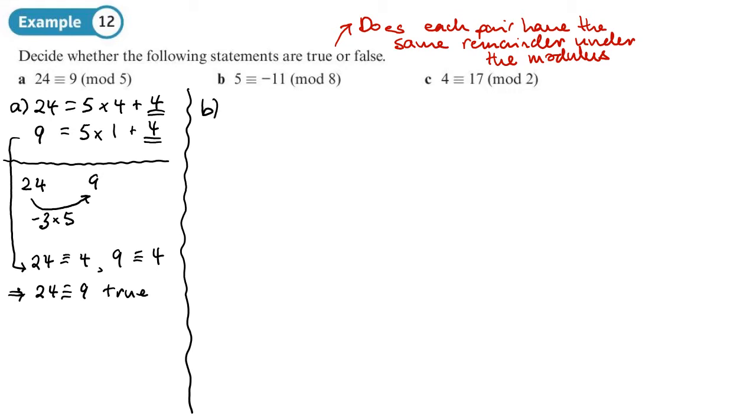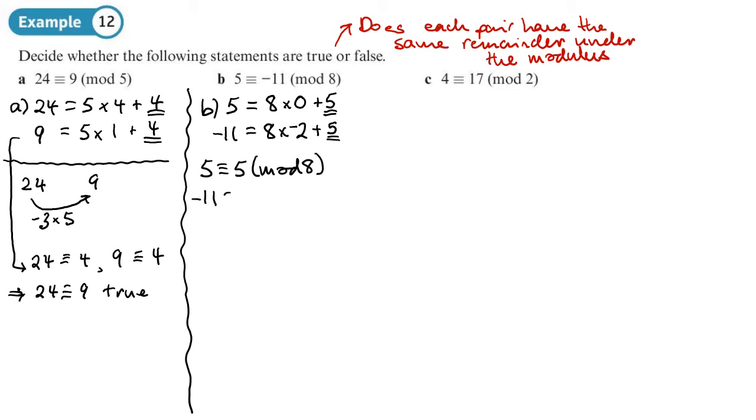Right, so 5 in modulus 8 can be written as 8 times 0 plus 5, so it has a remainder of 5. Negative 11: now remember the remainder needs to be positive, so 8 times negative 2, which is negative 16, plus 5. So that proves that they have the same remainder. So negative 11 is equivalent to 5 in mod 8.